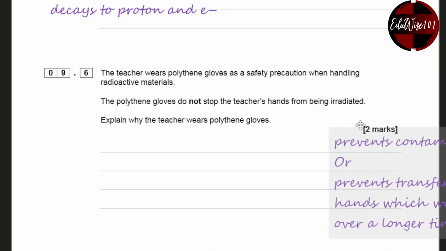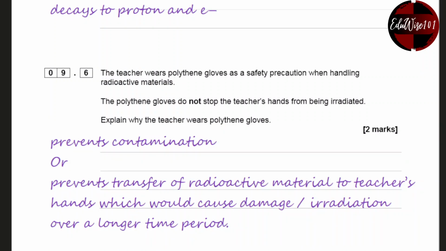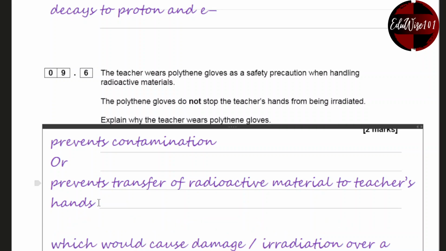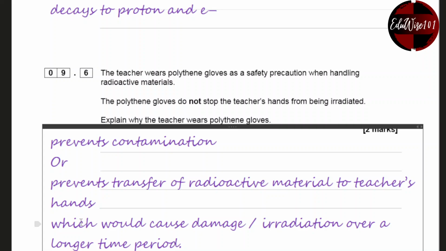So it prevents contamination, or you could say it prevents transfer of radioactive material to the teacher's hands. The second mark is to say which could cause damage because of irradiation over a longer period of time.